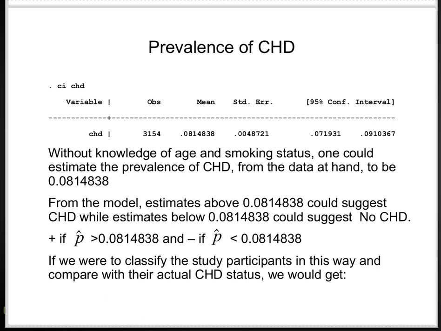Okay, so once we have a model and the fitted values, the estimates now from such a model, we're going to have a range of fitted values. Okay. And we could then argue that if an individual's fitted value is above, say, the prevalence, we would say, okay, let's classify them as having disease. And if the fitted value for that person is below that threshold, we would say, let's classify them as not having disease. Okay?